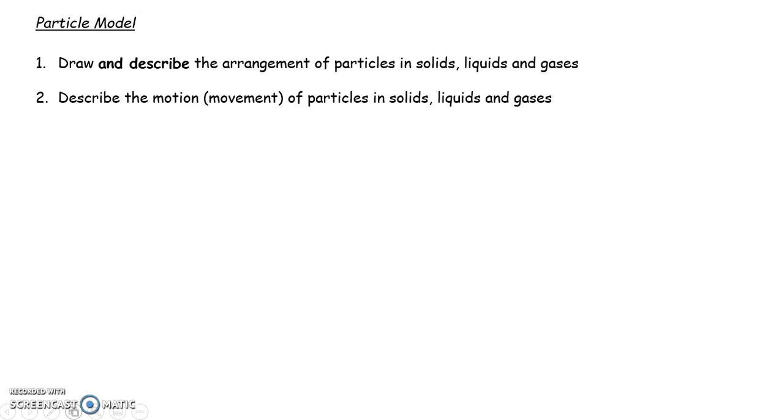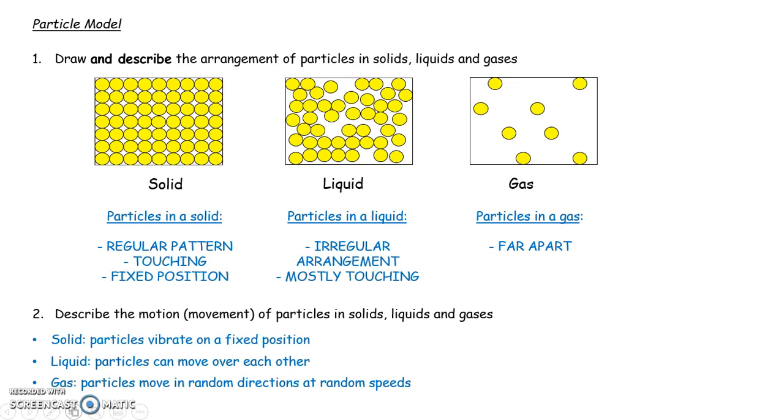So, first question was about particle model. And it was about drawing and describing how particles in solids, liquids, and gases are arranged. And part 2 of that was how the movement of solid, liquids, and gases differs. You'll see here three boxes with the yellow dots representing the particles. In solids, we draw them in a nice, neat, regular pattern, all touching. You'll notice none of the circles are overlapping.